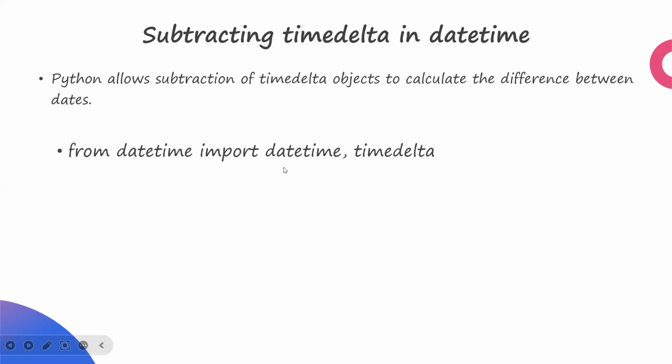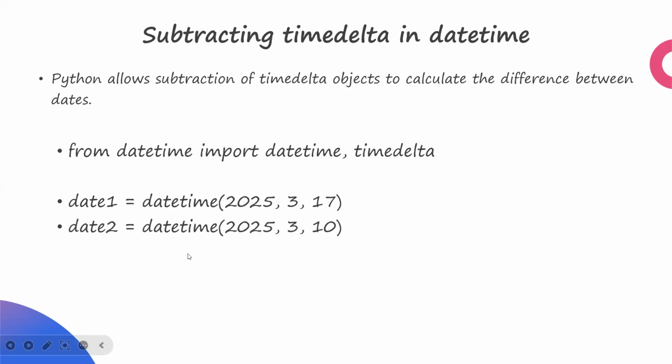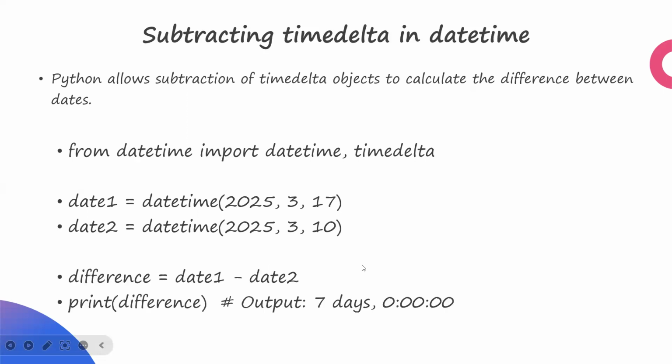Python developers have created this particular functionality for us, and they have it somewhere. So for us to make use of that functionality, we have to import it. Don't worry, we'll talk about modules and we'll talk about import and export. Now we have our first date as the 17th of March 2025, and we have another date, the 10th of March 2025. If you want to get the difference between these two dates, all you have to do is say date 1 minus date 2, and you get the difference.